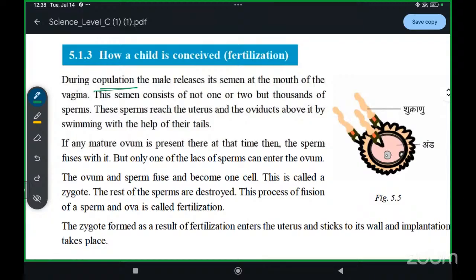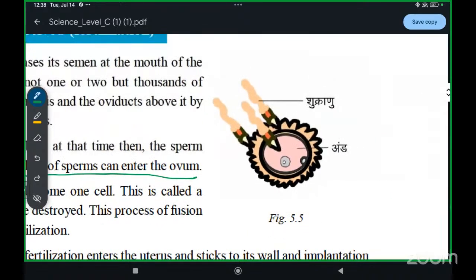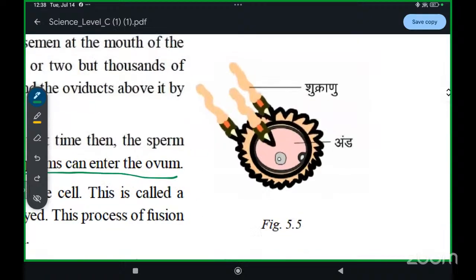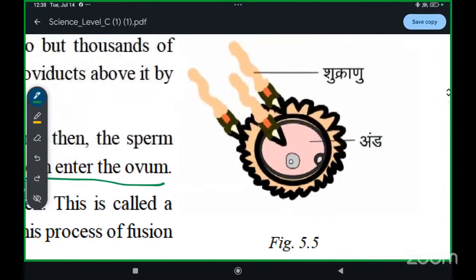If any mature ovum is present at that time, the sperm will fuse with it. But only one of the lakhs of sperms can enter the ovum. You can see this in the diagram. This round part is an egg, and the cream-colored things are sperm. You can see only one of them is entering.